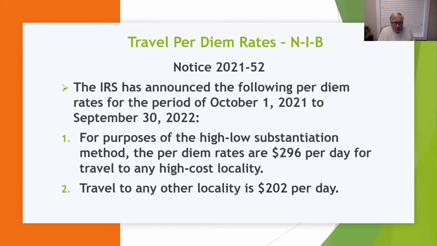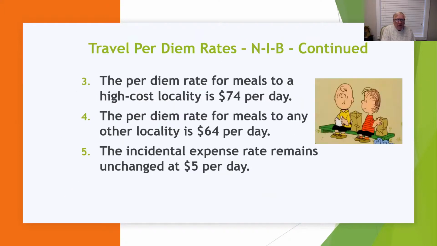For purposes of the high-low substantiation method, the per diem rates are $296 per day for travel to any high-cost locality. Travel to any other locality is $200 a day. The meal rate for high cost is $74. The per diem rate for any other locality is $64.